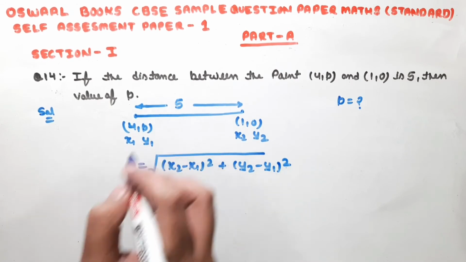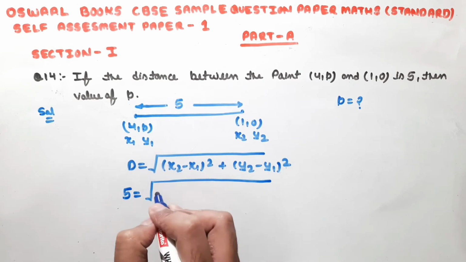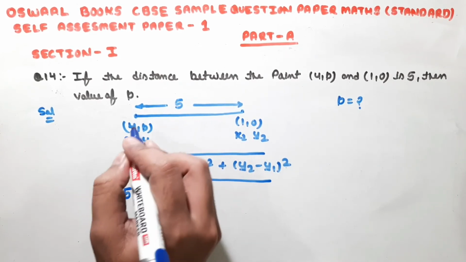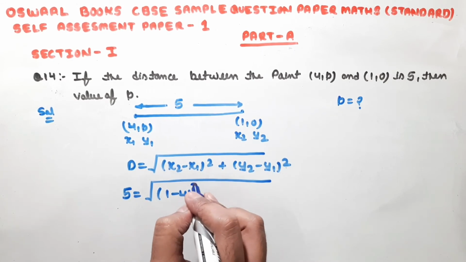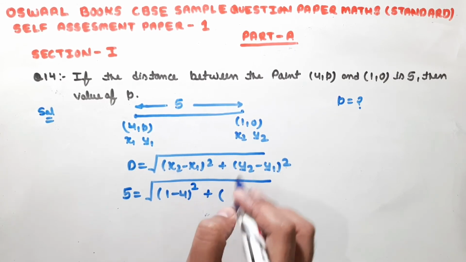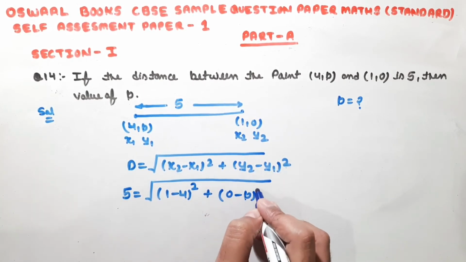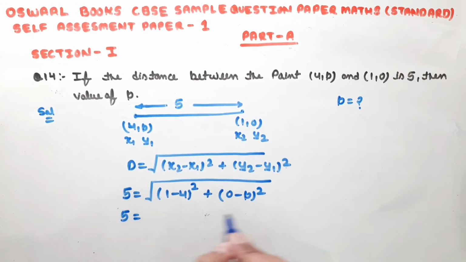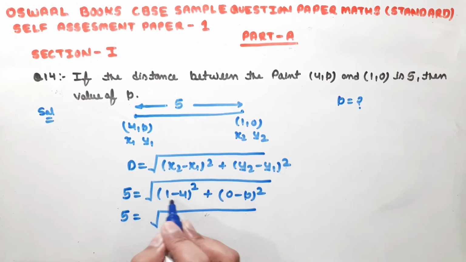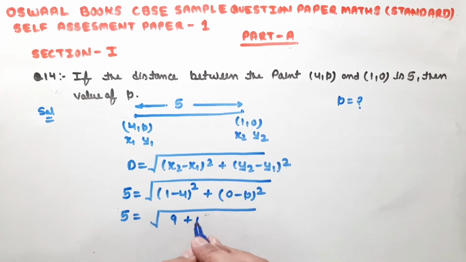Putting values here, D is 5, that is equal to under root x2, that is 1, minus x1, that is 4, 1 minus 4 whole square plus y2, that is 0, minus y1, that is p, whole square. So this will be 5 equals 1 minus 4 is equal to minus 3, and minus 3 square will be 9, and minus p square will be equal to p square.